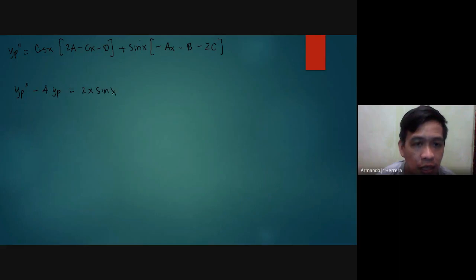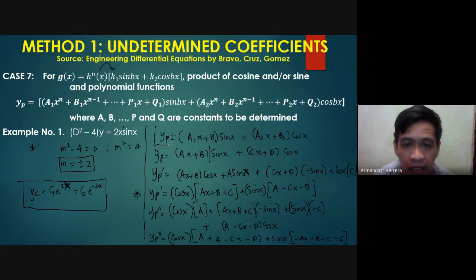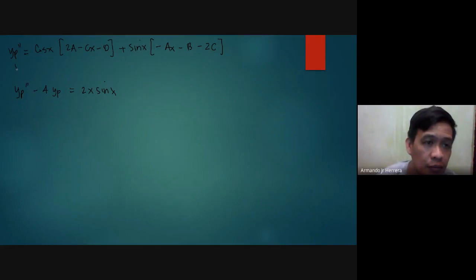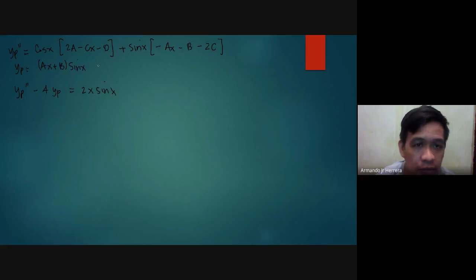2x sine x. Let me rewrite my yp. What's yp? That's (ax plus b) sine x plus (cx plus d) cosine of x. And this yp double prime and yp must be substituted into the given DE. Let us try to substitute.